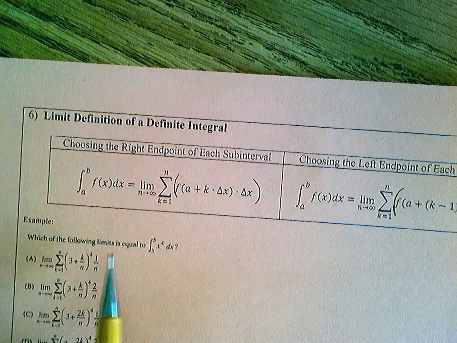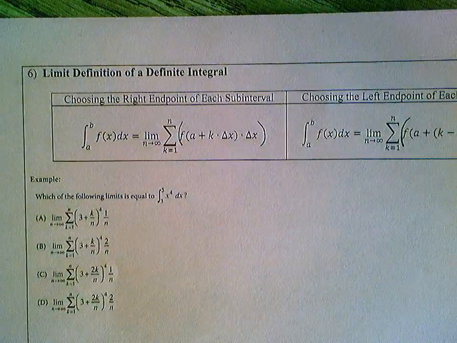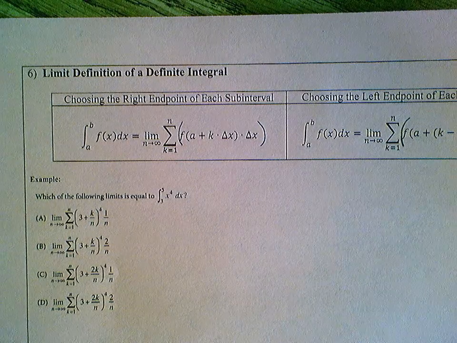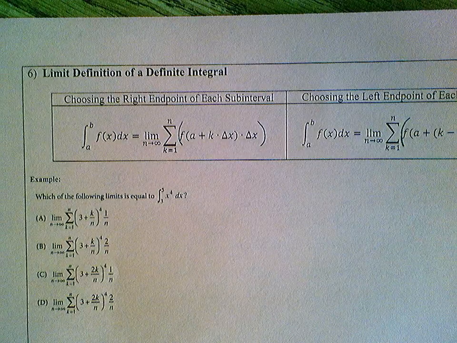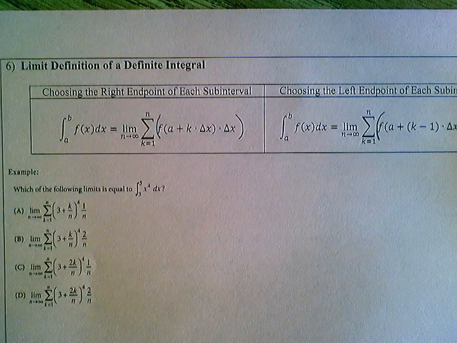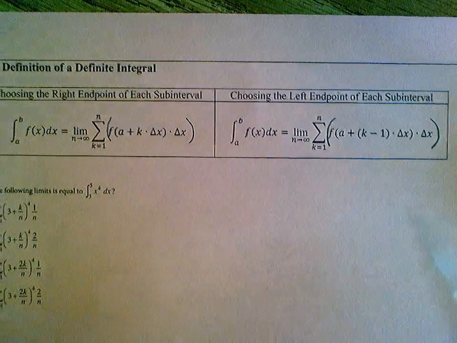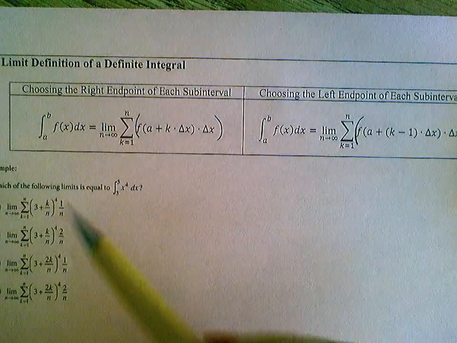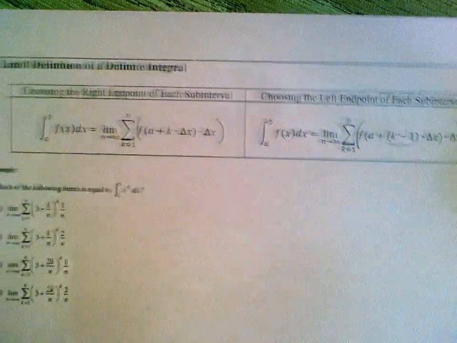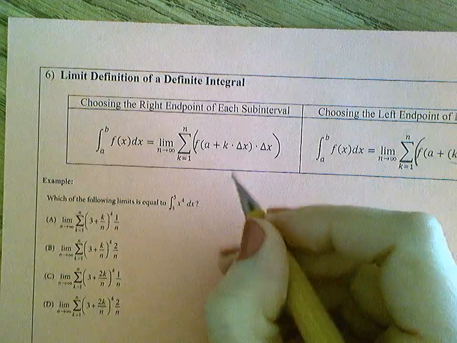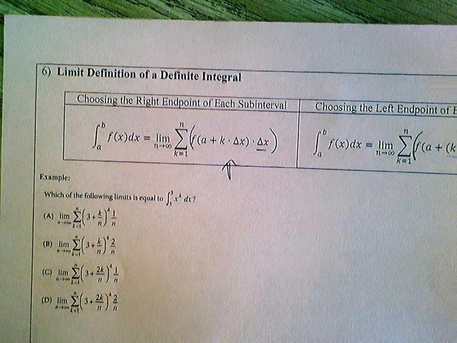So which of the following limits down here is equivalent to this? My recommendation, if you see an example like this on the test, is first figuring out what delta x is. Or actually, maybe first figuring out which of the formulas they are dealing with. I don't see a k minus 1, so I think it's safe to say that we're dealing with this one here. Okay, so let's figure out what delta x is.